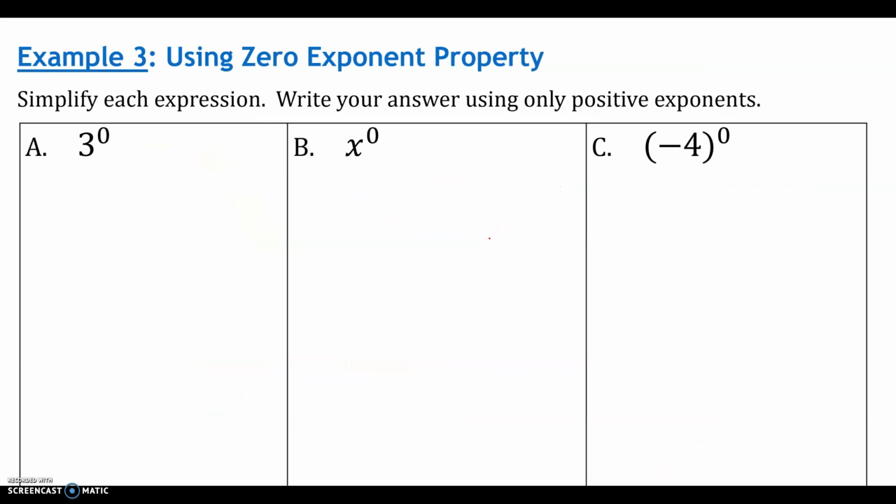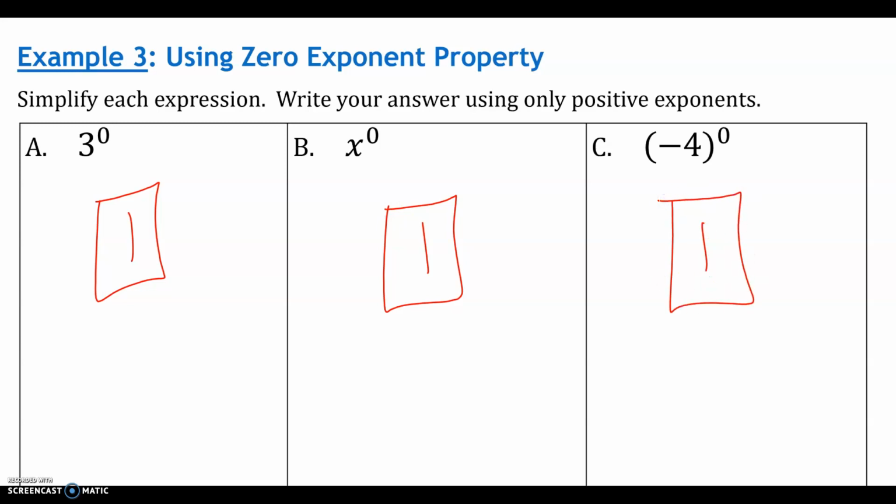Here we go. So simplify each expression. Well, 3 to the 0th, 1. X to the 0th, 1. Negative 4 to the 0th, 1. Extremely easy. So anytime you see a 0 in the exponent, that answer would be a whole number of 1. So there's no base anymore. So the 3 disappears, the X disappears, the negative 4 disappears. And your answer is simply just a 1.